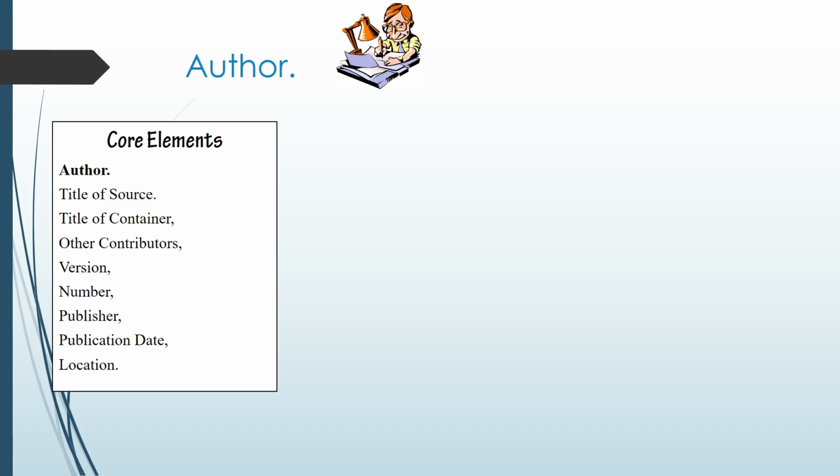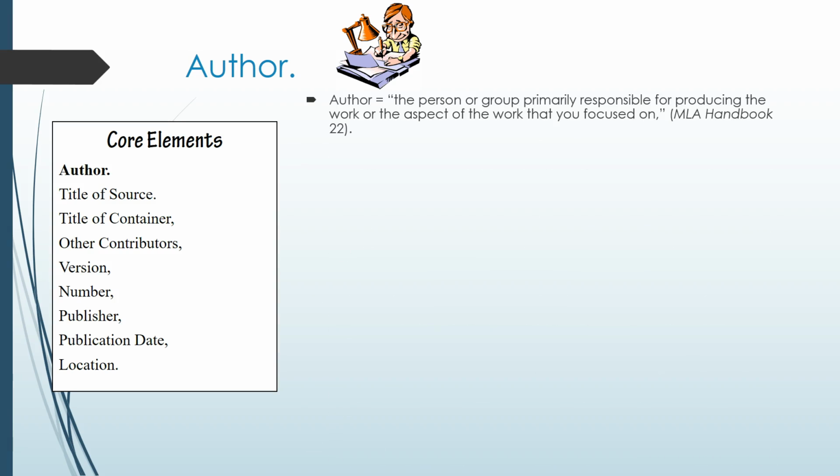The first is what the author is. Obviously, usually the author will be the person who wrote your source, but it can also be the person responsible for the aspect of the work you're focusing on. So if you're looking at how translations of a work differ, the translator would be listed as the author, since they are responsible for the translation, with the original author listed as an other contributor.